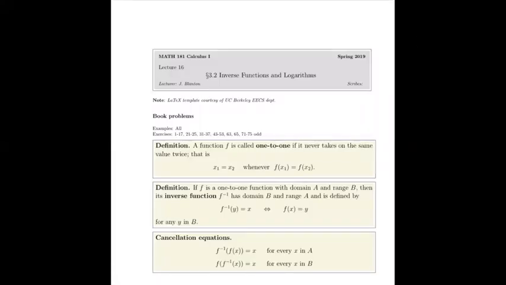Section 3.2 is inverse functions and logarithms. So logarithm is a specific inverse function. It's the inverse function to the exponential function. So it kind of fits in as a special case of inverse functions.